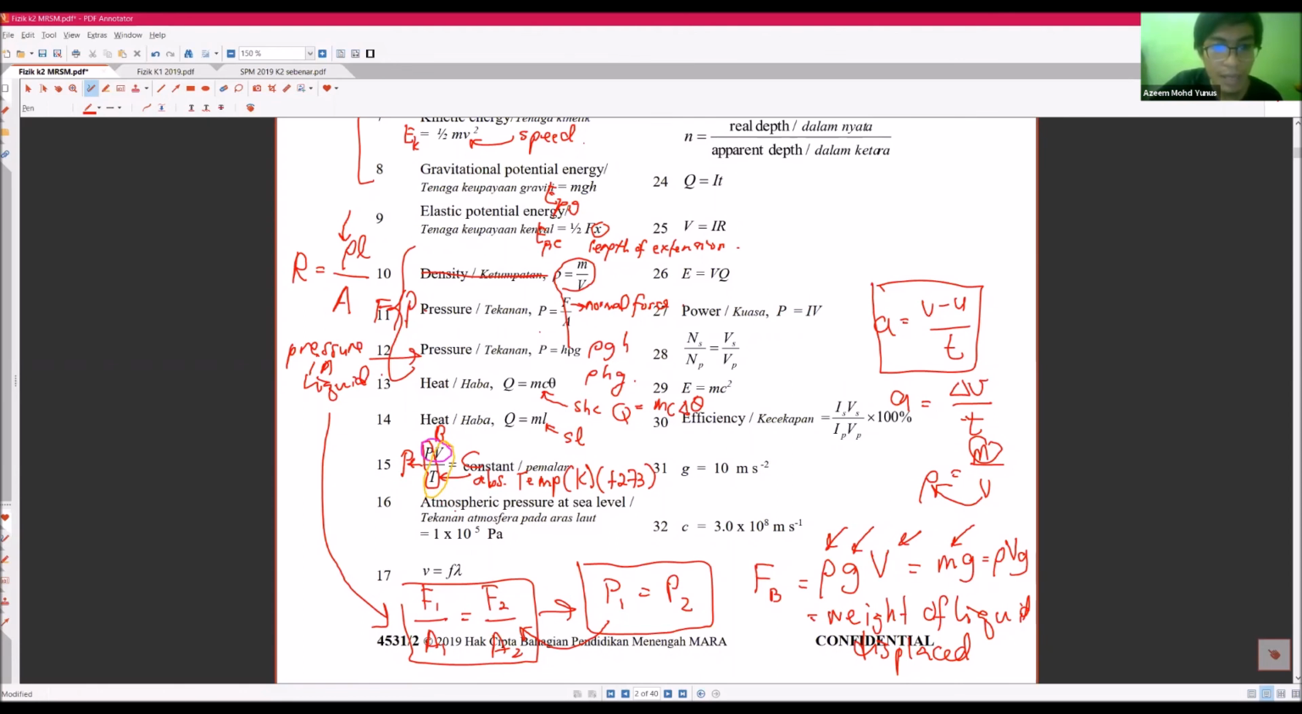Okay, number 16, atmospheric pressure at sea level. This is used in case it is given in SPM, so you should look for it if the question asks for it. Usually we have a bubble or something under the liquid, and then we need to calculate the pressure on the object. So you must include the atmospheric pressure as well as the liquid pressure. For gas laws as well, for Boyle's law, you also need to include the atmospheric pressure in your P.